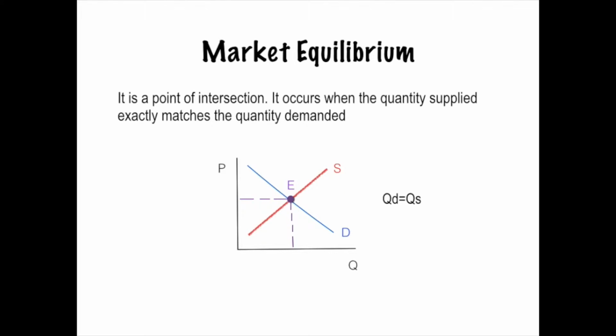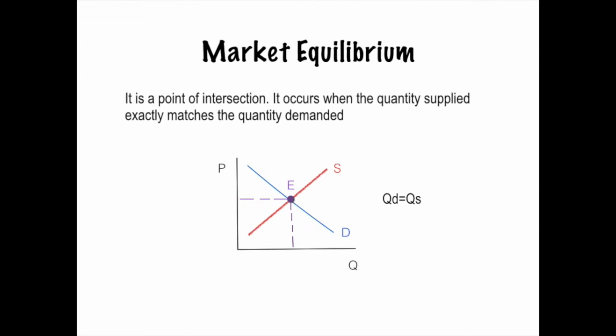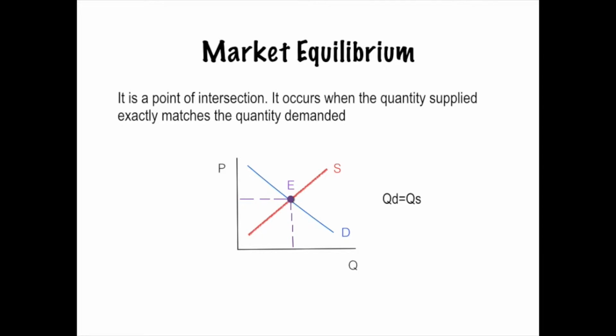Market equilibrium is a point of intersection where the quantity supplied exactly matches the quantity demanded. For example, if Q0, P0 satisfies the demand and supply equations, QD is equal to QS.